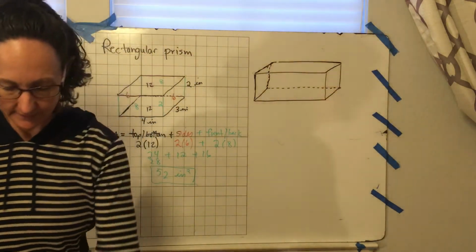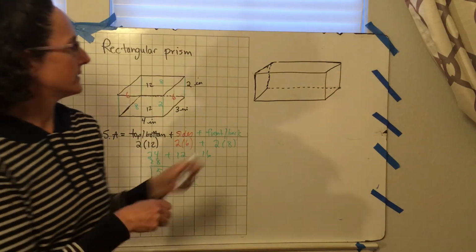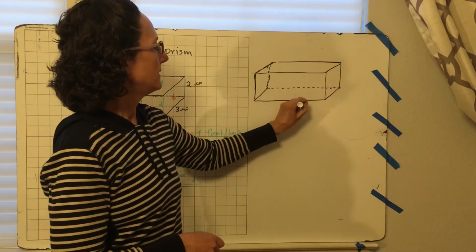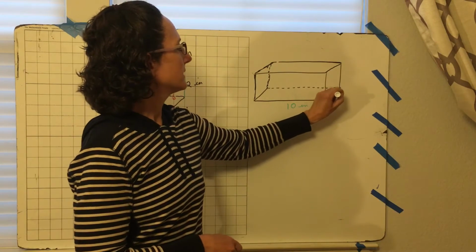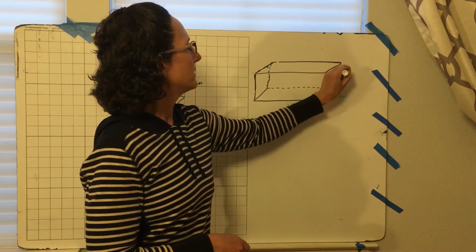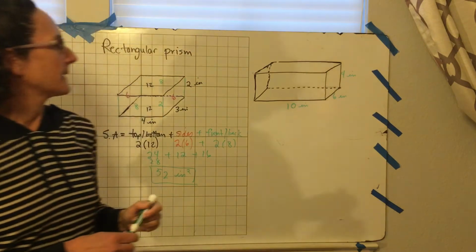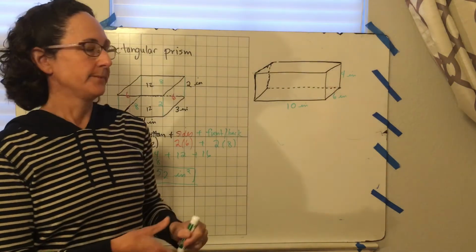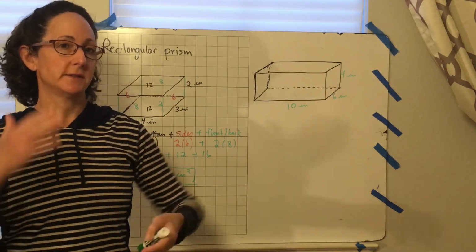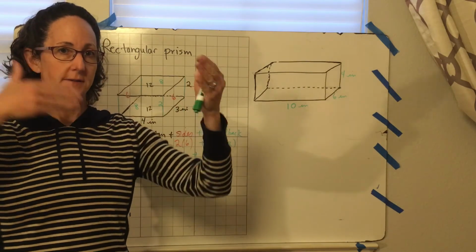So for this one, let me give you some dimensions. I'm going to call this 10, I'm going to call this 6, and I'm going to call this 4. So it's a 10 by 6 by 4. And remember, there's 6 surfaces: top, bottom, 2 sides, front, back.